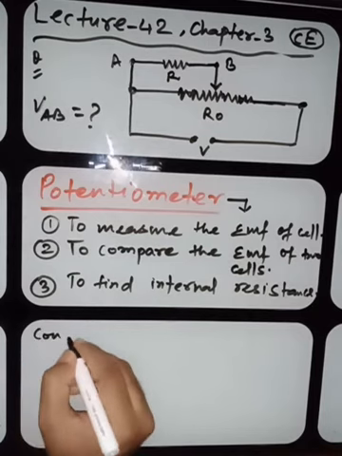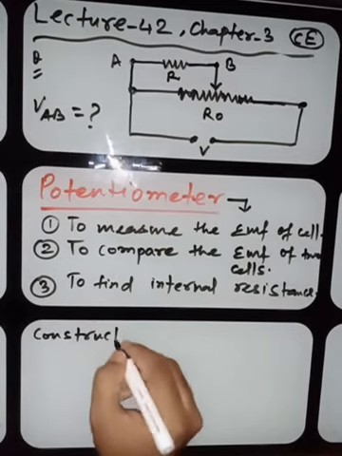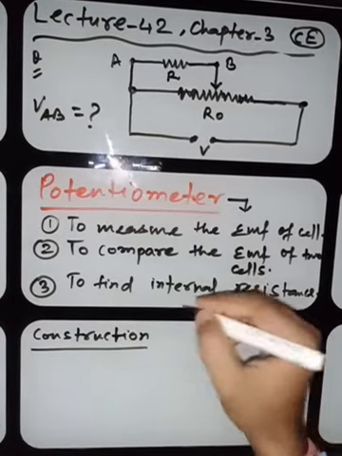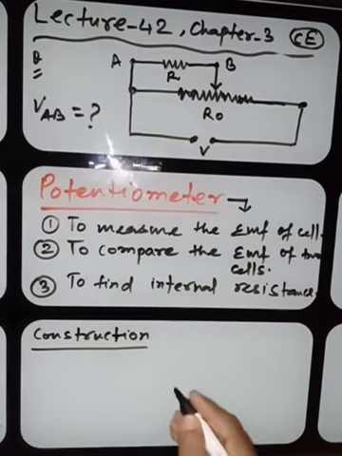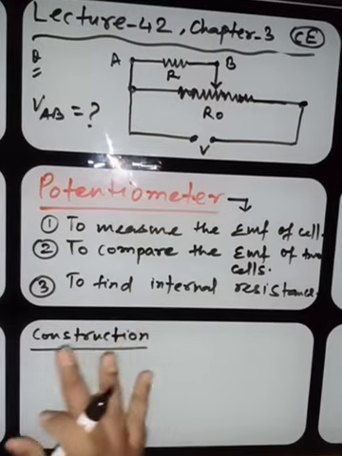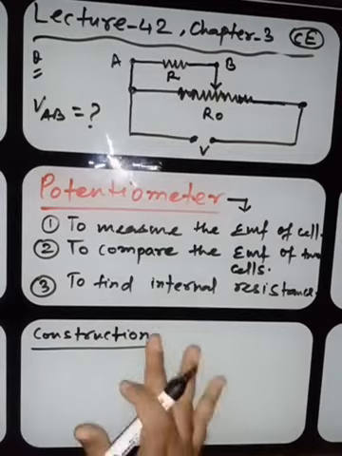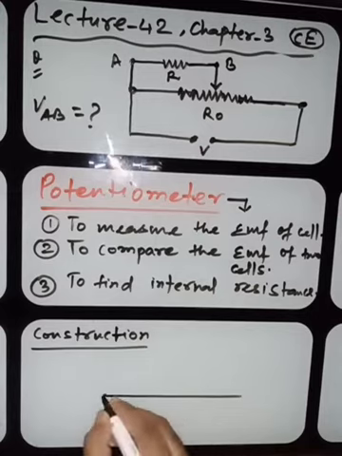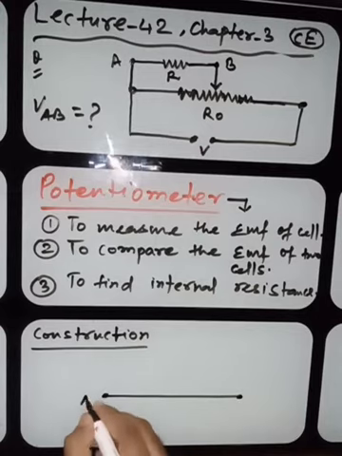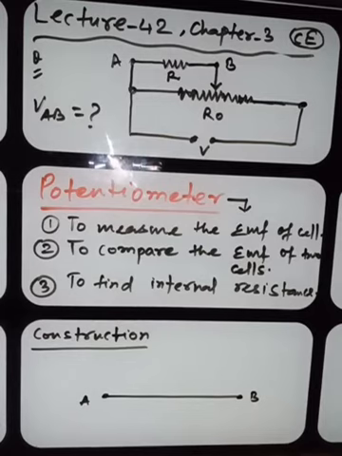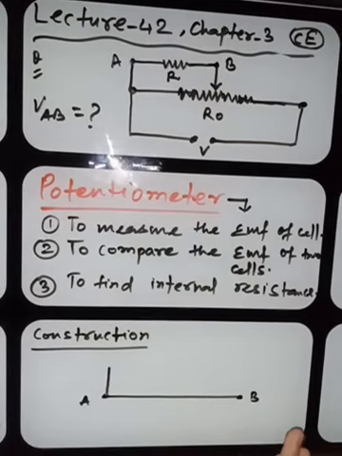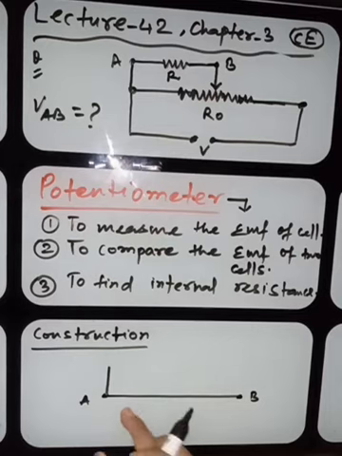So it is the construction. Here we go for the construction of potentiometer. I am representing here the very simple circuit of potentiometer. Look here. This is the potentiometer wire, say AB, and on the board only this wire is given, and that's it. Only the wire or the setup of wire.